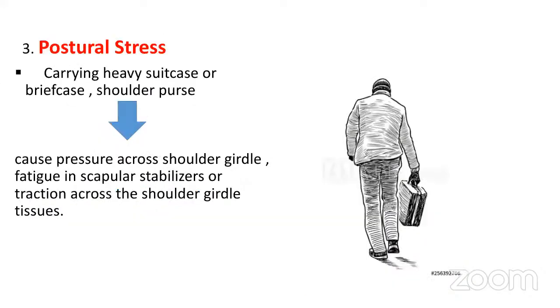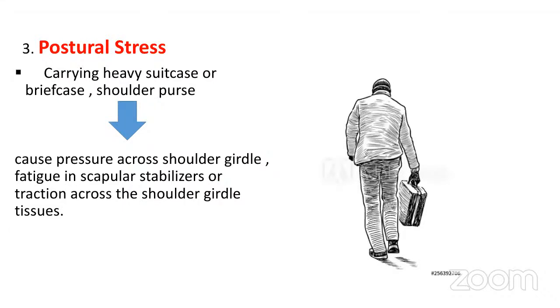Third one is postural stress. As you can see in this figure, the person is carrying a heavy bag and that side shoulder is depressed. Because of this heavy weight, there is more traction across the shoulder girdle tissue.